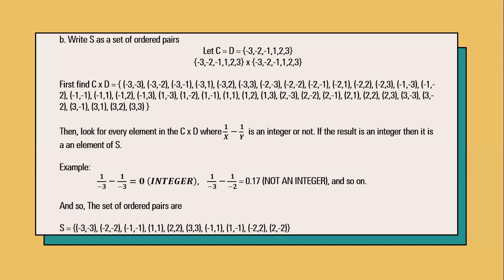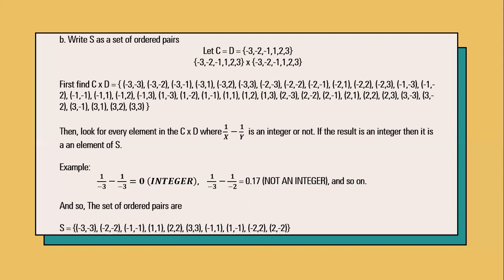So if we got an integer number, we are including it in the set of ordered pairs. If not, then we will not include it in the set of ordered pairs. The other example is 1 over negative 3 minus 1 over negative 2. The answer is 0.17, which is not an integer. So the pair of numbers negative 3 and negative 2 is not an integer, so we will not include it in the set of ordered pairs.